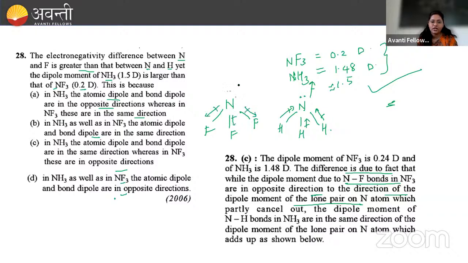The dipole moment direction is reverse of the lone pair of electrons, and that's why it cancels out some dipole moment. With the lone pair of electrons, that's why it has a lesser amount of dipole moment, right? There is a cancelling of dipole moment here. So the dipole moments of the N-H bonds in NH3 are all in the same direction, as I have shown. That's why the dipole moment of the lone pair of the nitrogen atom adds up.